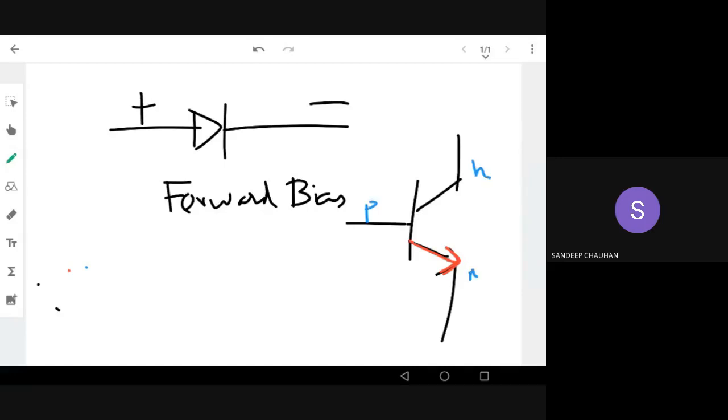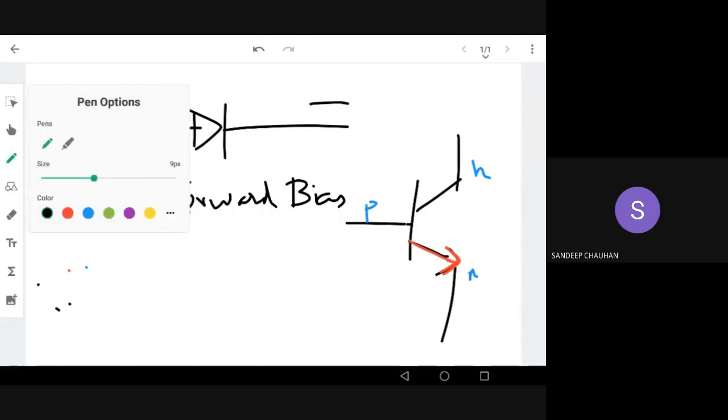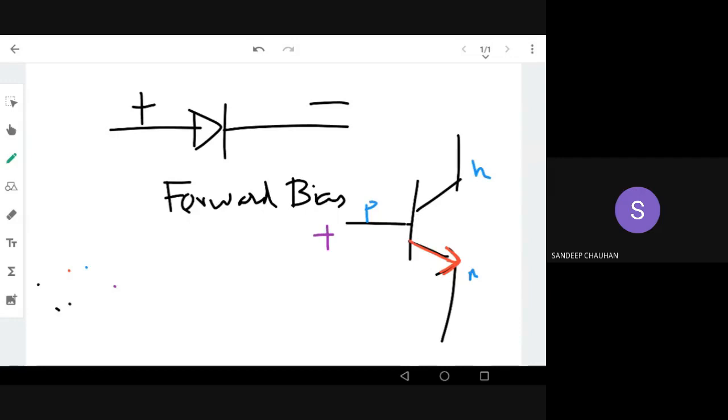But if the transistor has to work properly, the diode has to conduct some current. This P should be at a higher voltage. That means P should be at a higher voltage than this N region, right? So here I need to have a forward bias for the NPN transistor to work properly, or to conduct at least. Okay, P has to be plus, N has to be minus, right? This is called forward bias, right?